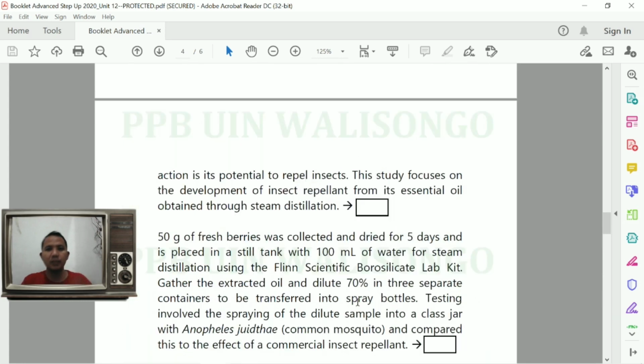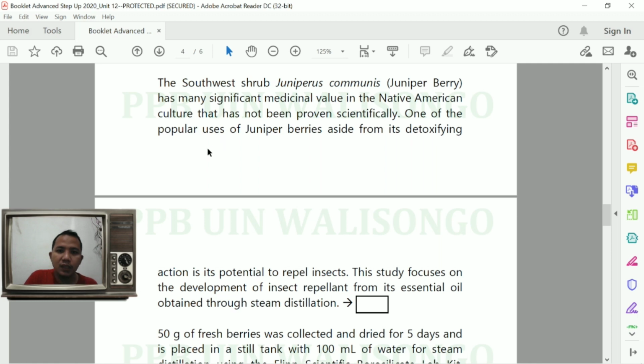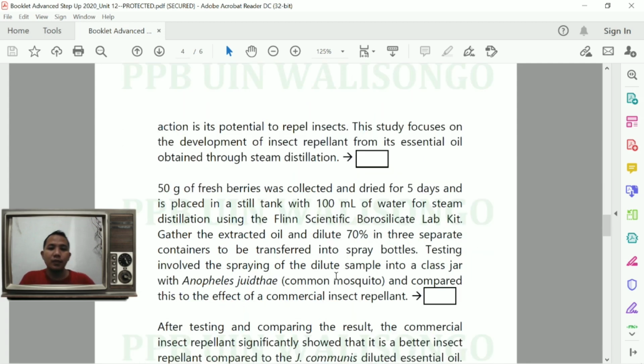Let's see the sentence. The southwest shrub, Juniperus communis, juniper berry, has many significant medicinal values in the Native American culture that haven't been proven scientifically. One of the popular uses of juniper berries is aside from, ini biasanya pendahuluan ya kalau dari ini. This study focuses on, ini tujuannya. Berarti ini adalah introduction. Introduction tadi yang C ya, makanya kita cari ini C ya. Plus we go on to the next pages.